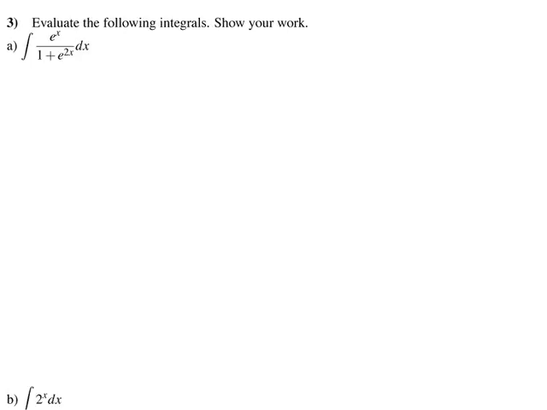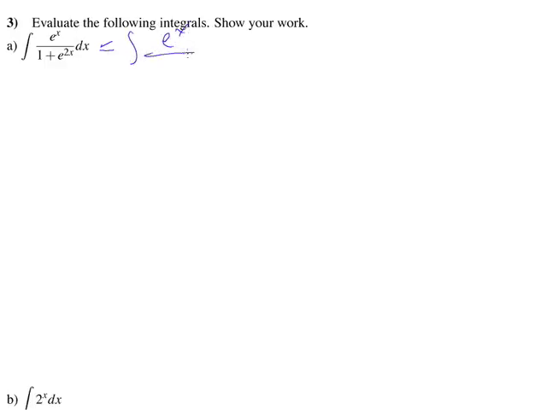Problem 3 is about integration. We have a couple of integrals here which we can solve using the techniques we've seen in the lecture. The first integral is over e to the x divided by 1 plus e to the 2x. Well, if we don't have a better idea, let's try to simplify this.